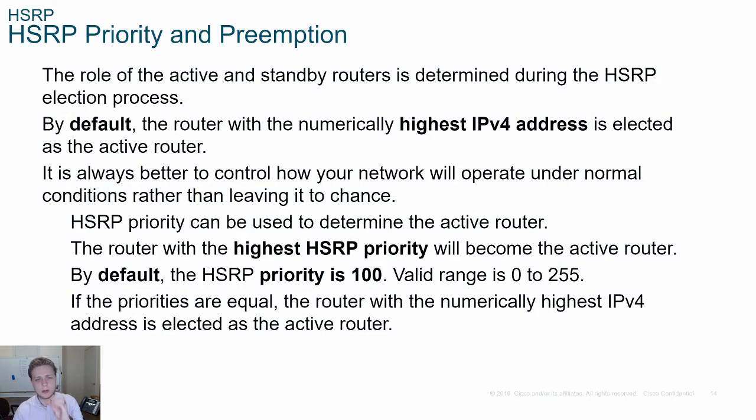So we're going to pick active and standby routers for our network. By default, the router with the highest IPv4 address is elected the active router. Now remember, most layer 2 technologies are going to use the lowest MAC address, the lowest numbers, and most layer 3 technologies are going to use the highest numbers, like the highest IP address. So we're going to prefer the highest IP address to be the active router.